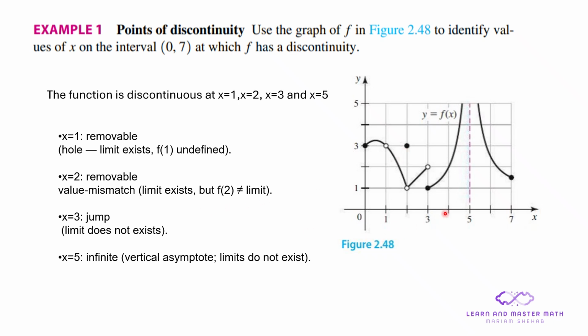And finally, at 3, we also have a jump. There is a point, f of 3 equals 1, but the limit at the left and the limit at the right do not match, since the limit at the left is 2 and the limit to the right is 1. So the limit when x equals 3 does not exist. We call it a jump. When x goes to 5, there's a vertical asymptote here, so we call it an infinite limit. And here there's no point and no limit. It's infinity.